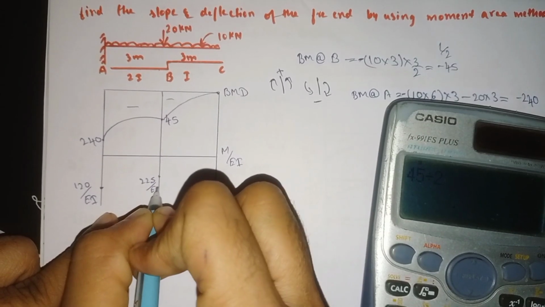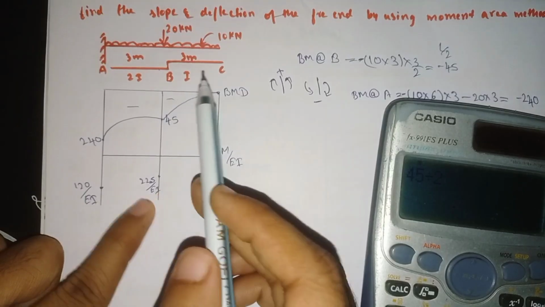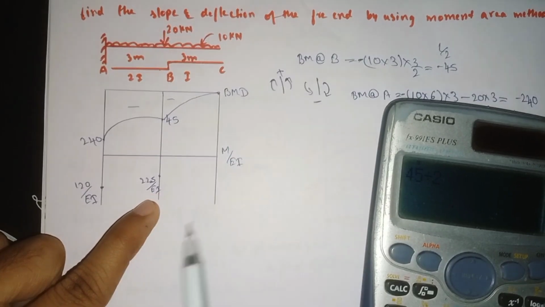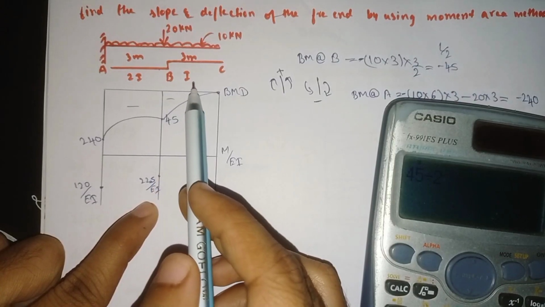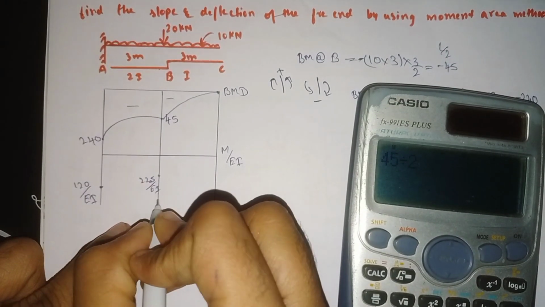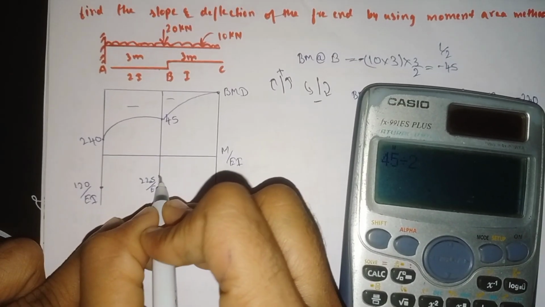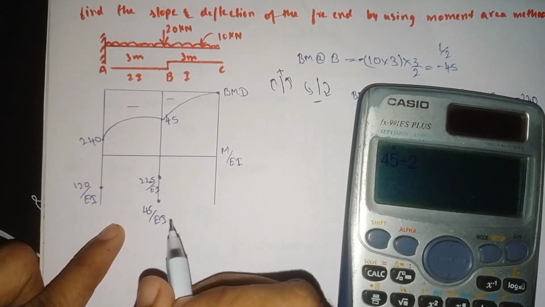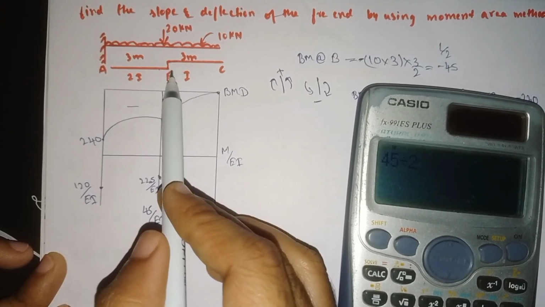22.5 divided by EI. And from B to C here the value is 45. For 45 we have to divide again by the EI value. So if you do 45 divided by EI, it will come out as minus 45 divided by EI.